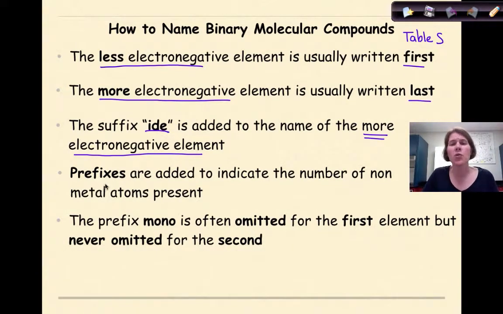One of the differences between naming ionic compounds and naming molecular compounds is that we're going to use prefixes to indicate the number of nonmetal atoms present within the compound. Important right here, little star right here. The prefix mono is often left out, omitted for the first element, but never omitted for the second. This is a common mistake that a lot of people make, but if we're using the IUPAC rules for naming these compounds, we're going to include the mono on the second nonmetal.